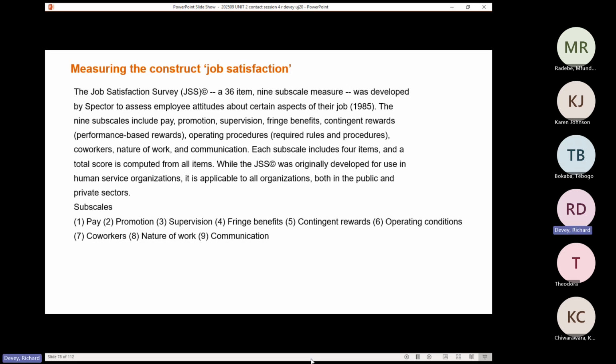So just to note as well that job satisfaction isn't seen as being a simple thing here. It's got lots of different components to it. So it's not just a simple one-question option. You can ask a single question. You could say, how satisfied are you with your job? Very dissatisfied, very satisfied. But that's going to give you a very simplistic measurement of job satisfaction.